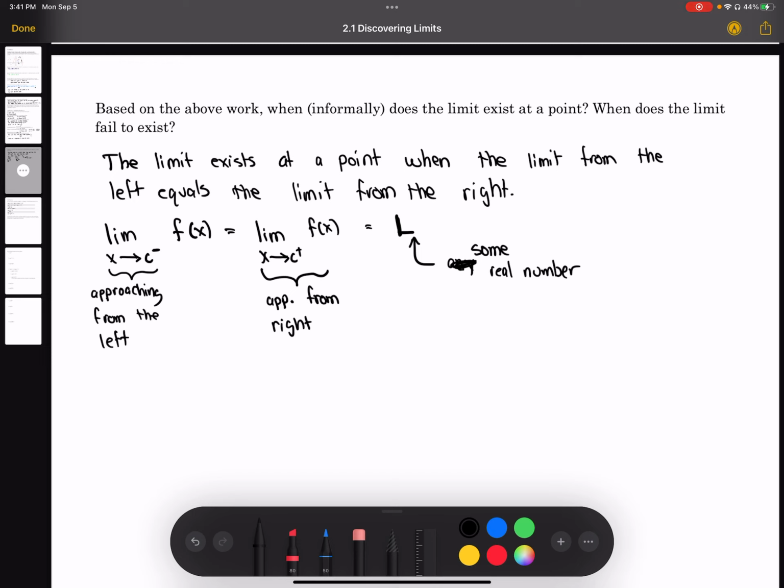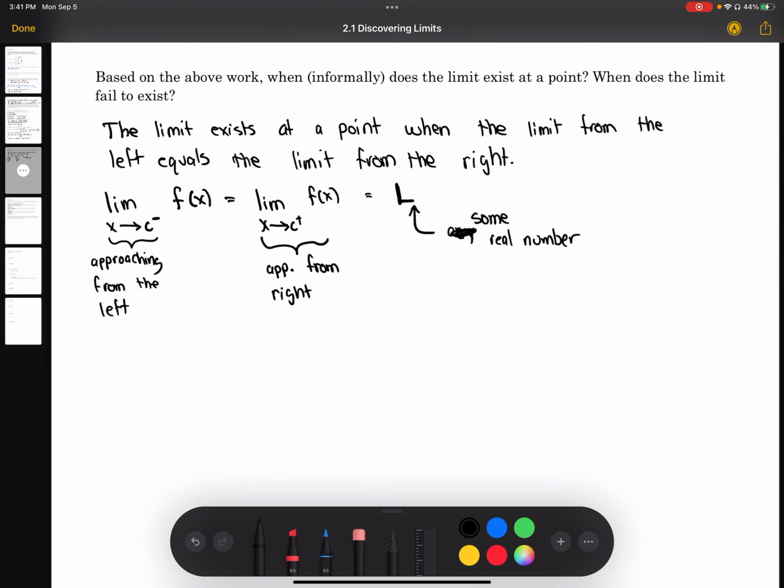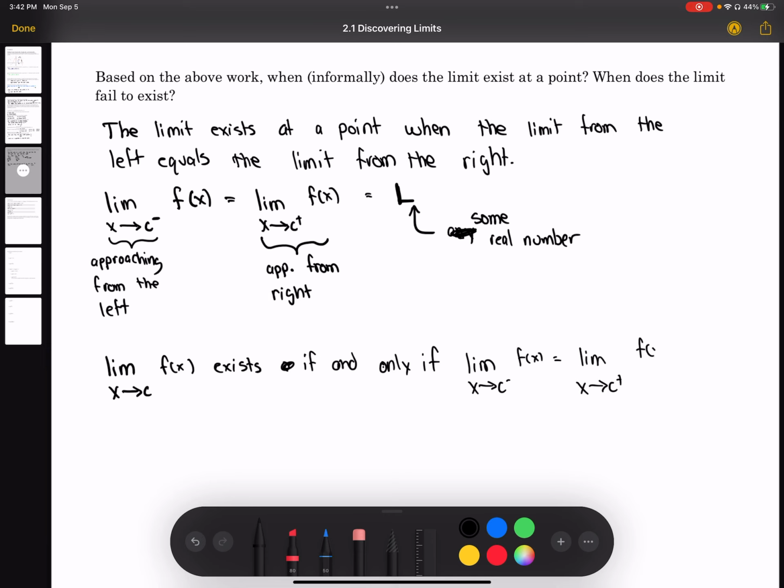And so all we're saying for the limit to exist is the limit from the left equals the limit from the right. And so even more formally, the limit as x approaches c for f of x exists if and only if the limit as x approaches that value from the left for the function is equal to the limit as x approaches that value from the right.